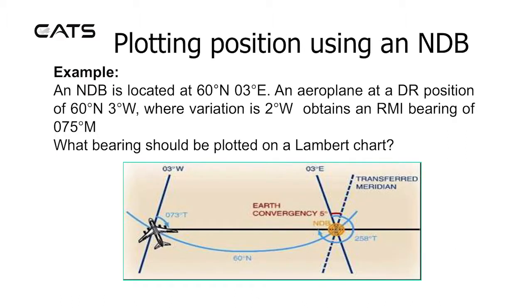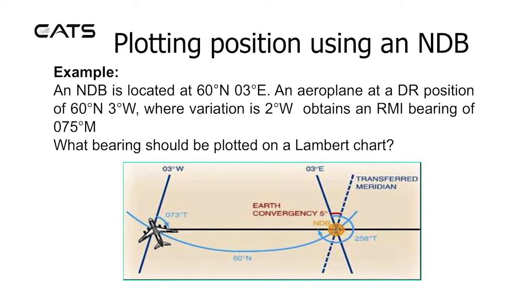Plotting position using an NDB. Example: an NDB is located at 60 degrees north, 3 degrees east. An aeroplane at a dead reckoning position of 60 degrees north, 3 degrees west, where variation is 2 degrees west, obtains an RMI bearing of 075 magnetic. What bearing should be plotted on a Lambert chart?